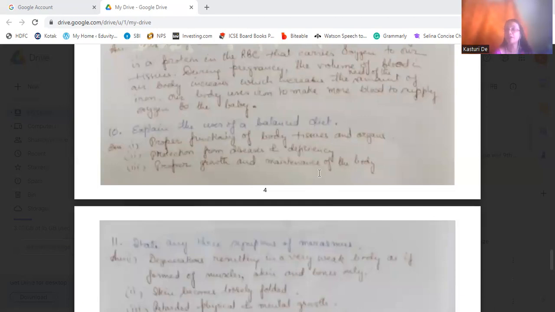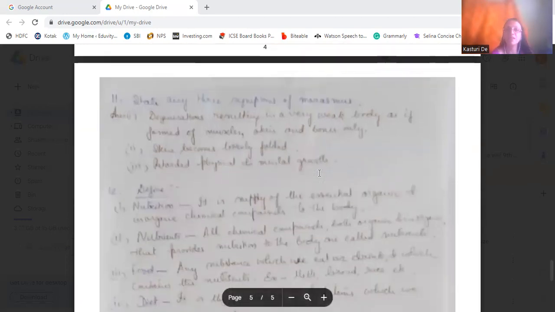A balanced diet helps in the proper functioning of the body tissues and organs, as a balanced diet contains all the nutrients in proper required amounts. And as it has all the nutrients, deficiency diseases will not occur. Okay, so it will protect our body from diseases and deficiencies. And it will also help in the growth and maintenance of the body, as there will be no diseases, no deficiencies.